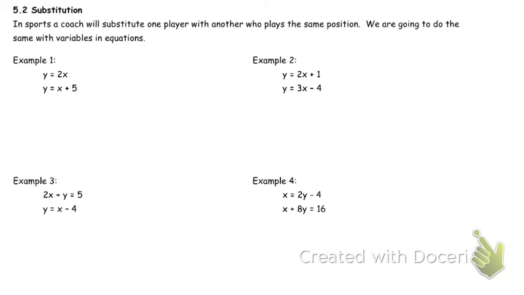equations. So substitution happens a lot in sports, and in other places. We'll use other analogies too, but sports is the big one. A coach will substitute one player with another who plays the same position. Let's say I'm a soccer coach. I'm probably not going to put a striker, a forward attacking player, in as keeper, the goalie. Maybe basketball: I'm not going to put my post in at the point guard. Probably not going to work that well.